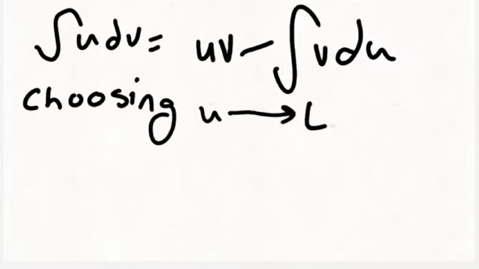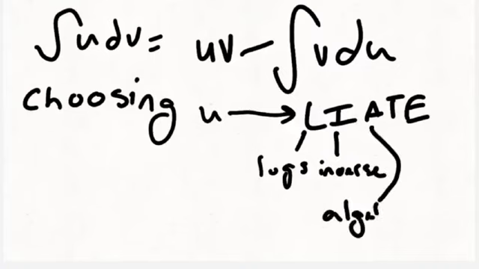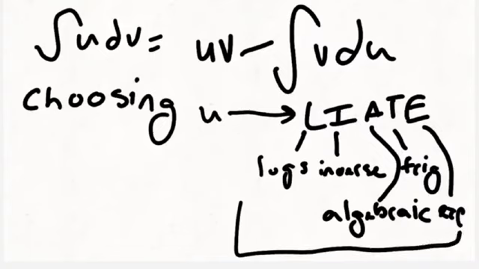you need to know LIATE is pretty powerful, where L is logs, I are inverses, A are algebraic, T are trig, and E are exponents. Okay? So these are the essential parts of LIATE when it comes to choosing u. Okay, let's jump into a problem.